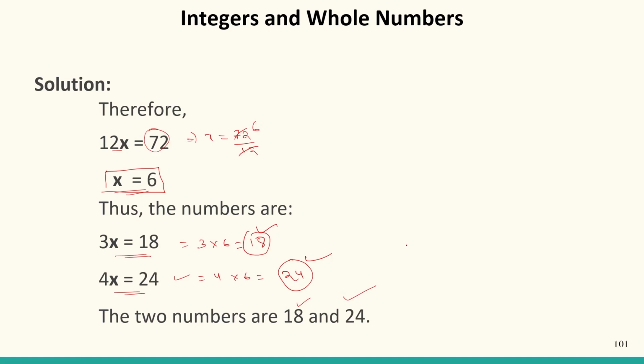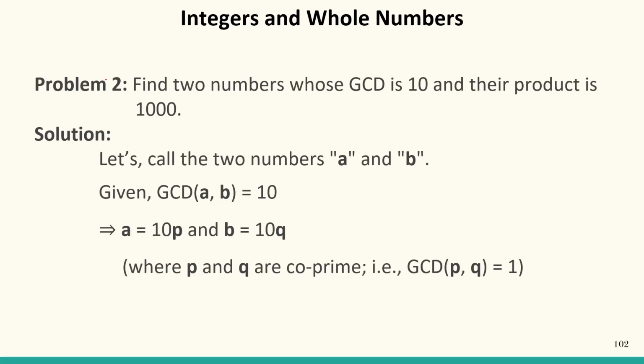So their LCM, according to the question, will be 72. The LCM of 18 and 24 is equal to 72. So let's go forward with problem number 2.